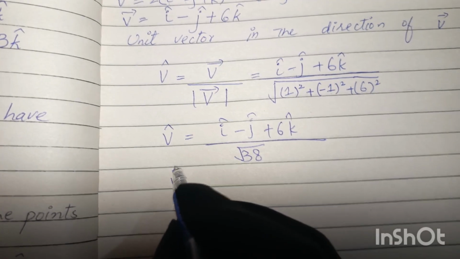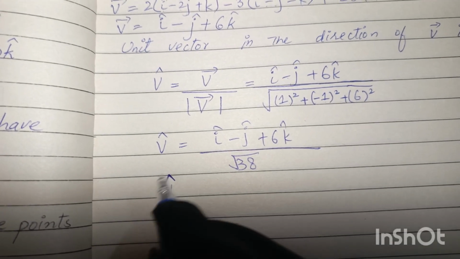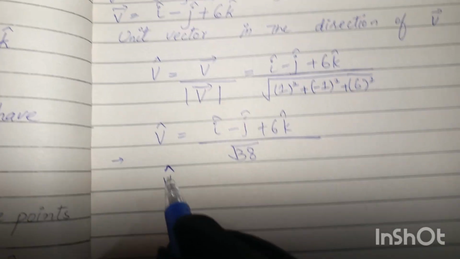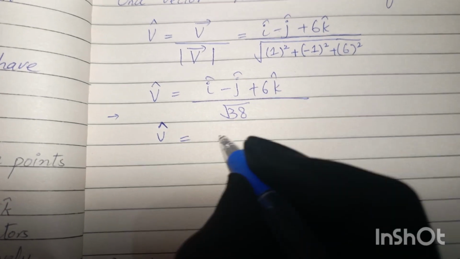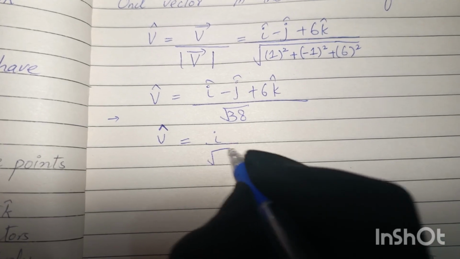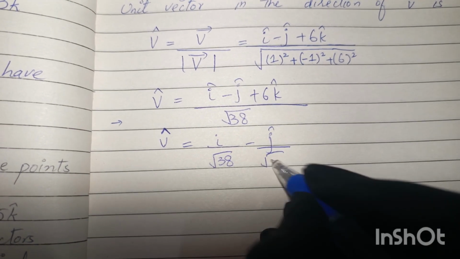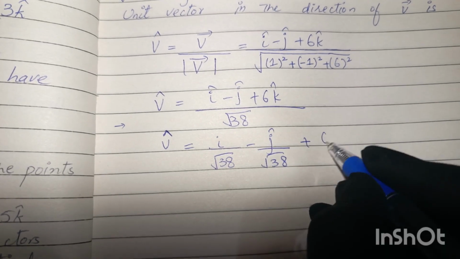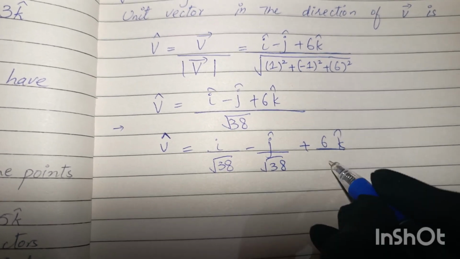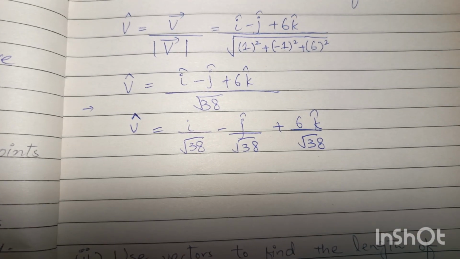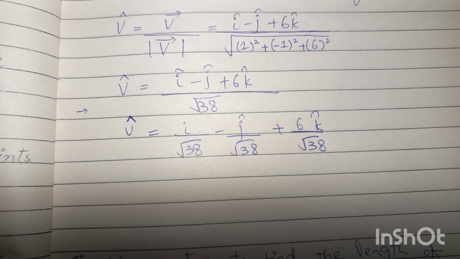So the required vector is, this hat represents the unit vector, so you will not draw an arrow over here, you have to draw a hat which represents a unit vector. So i over square root 38 minus j over square root 38 plus 6k over square root 38 is the final answer, the final unit vector which is required in this question.